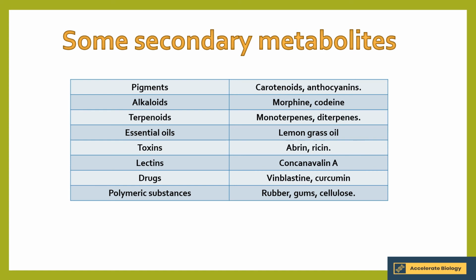Under lectins, we can see concanavalin A. So under drugs, we have vinblastine and curcumin. Vinblastine is an anti-cancerous drug and curcumin is anti-inflammatory, anti-cancerous and antibacterial. Under polymeric substances, we also have rubber, gums, cellulose, etc.